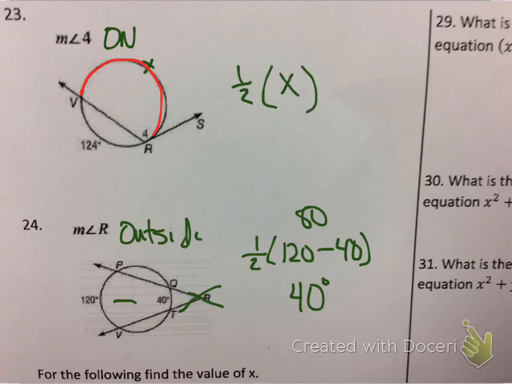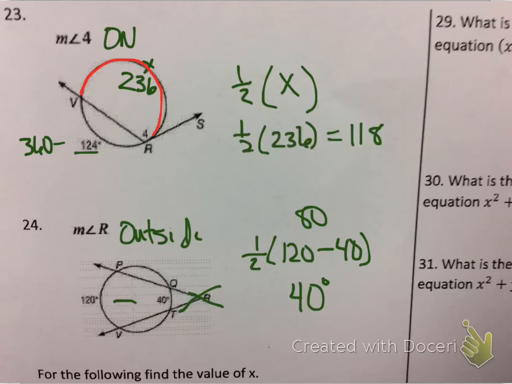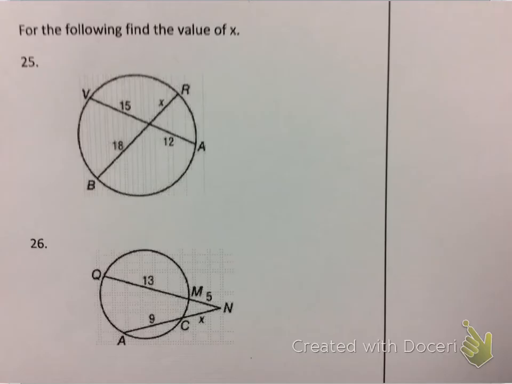But first, how do we find the x? Well, if the 124 degrees is that other arc, I can subtract it from 360 to get 236. And then if I got 236, I can take half of that to get an answer of 118. Easy peasy, right?